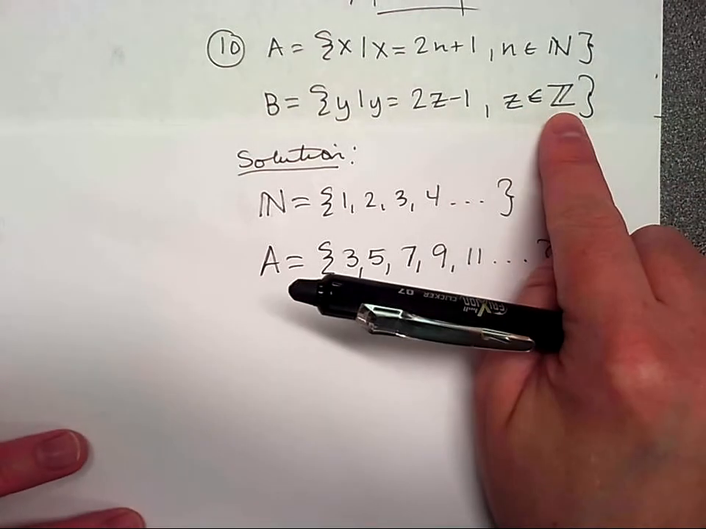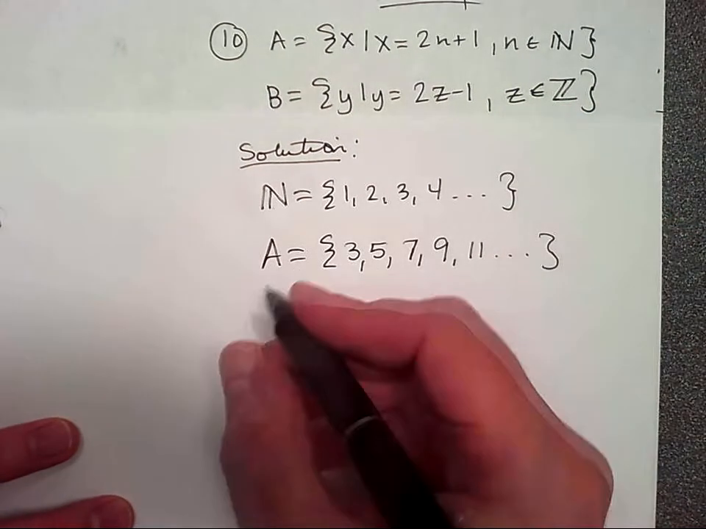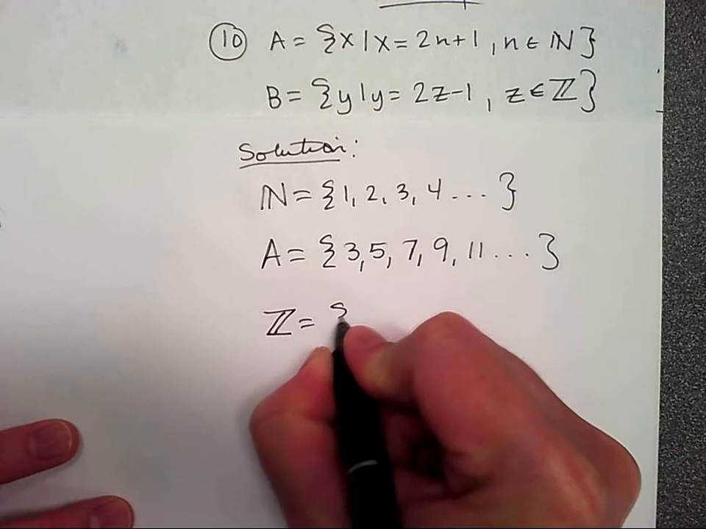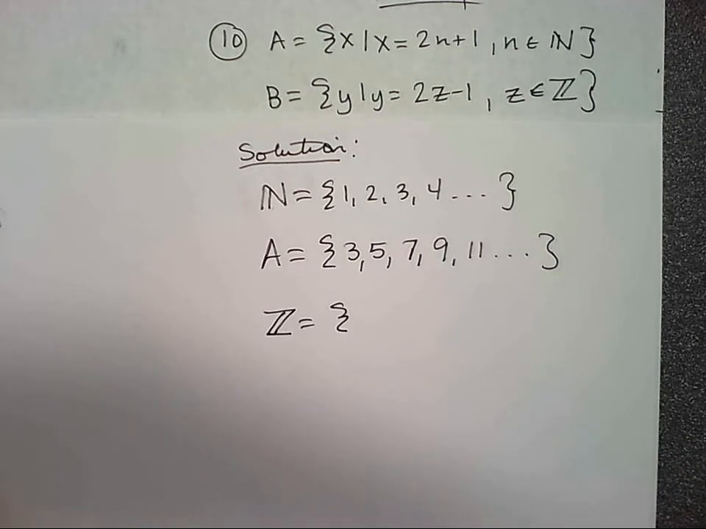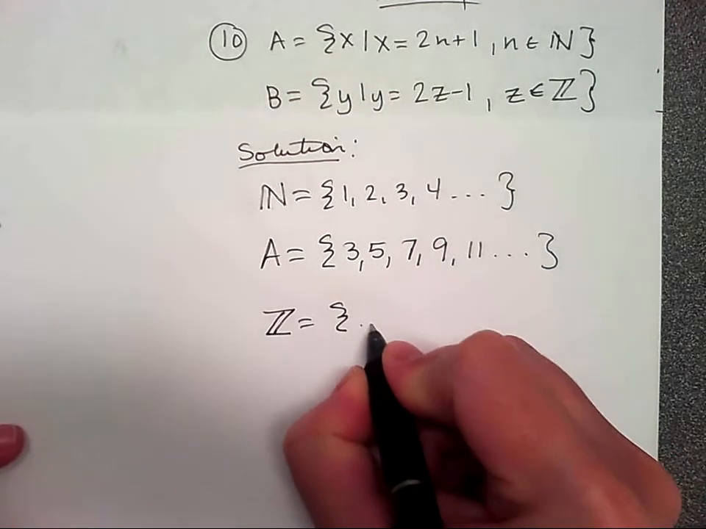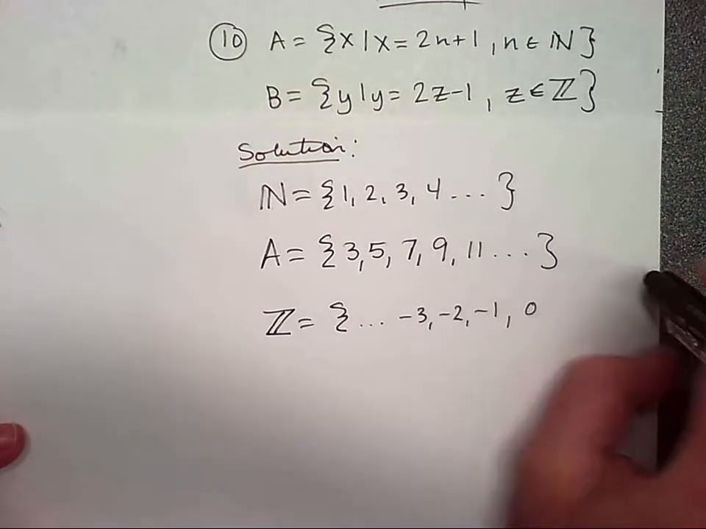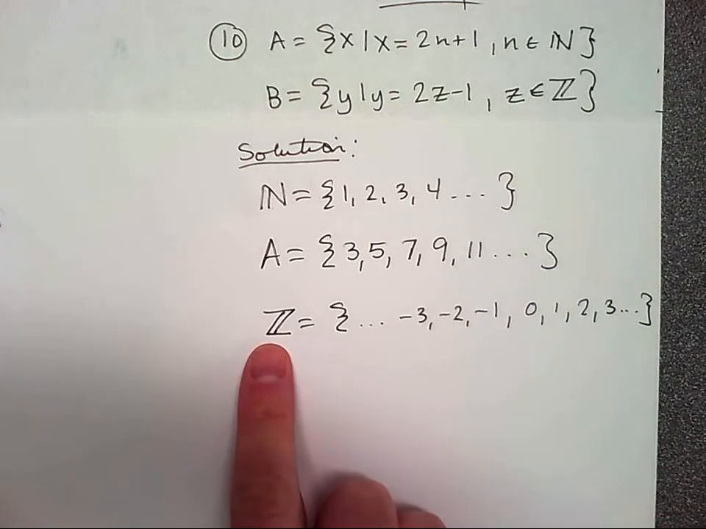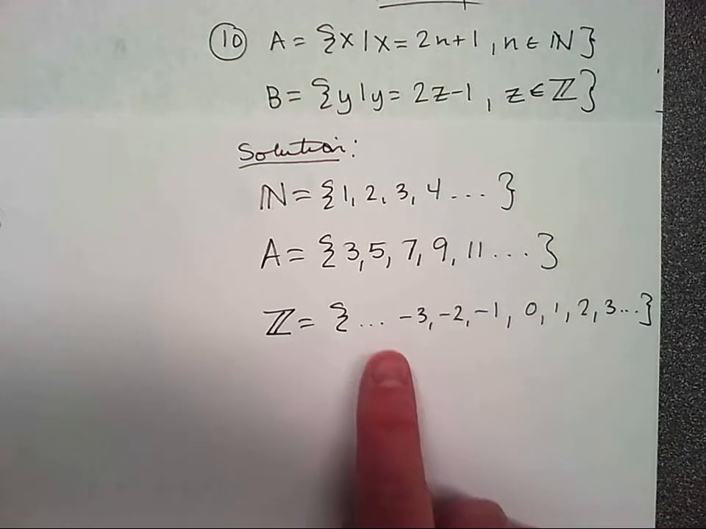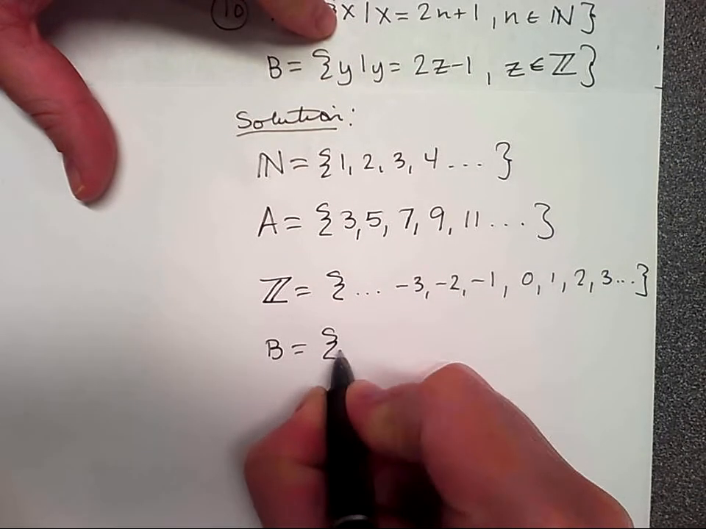Set B, I'm starting from Z. What is Z again? The integers. So somebody help me write out what the integers are. You have to have the dot, dot, dot. Yeah. -3, -2, ... 3, dot, dot, dot. Okay, so now if I'm looking at B, I need to start with the dot, dot, dot. I'm plugging in the dot, dot, dot, right? B equals dot, dot, dot.